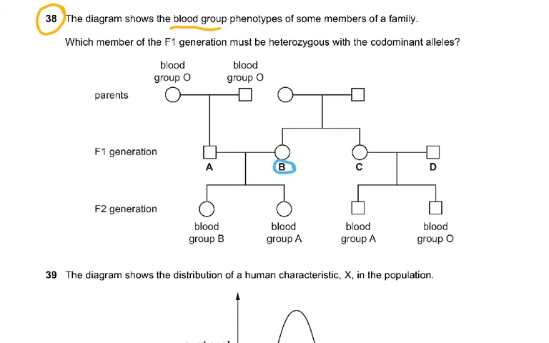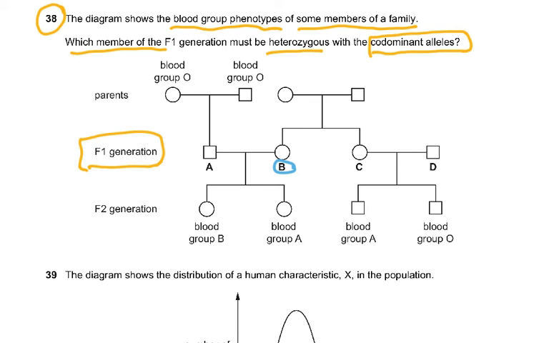The diagram shows the blood group phenotypes of some members of a family. Which member of the F1 generation must be heterozygous with the codominant allele? Now first of all, let's write down the alleles. Blood group O means this person is IO IO. This person is blood group IO. Now this person is B group, we don't know the alleles. A, we don't know. O, we are sure it's IOIO.